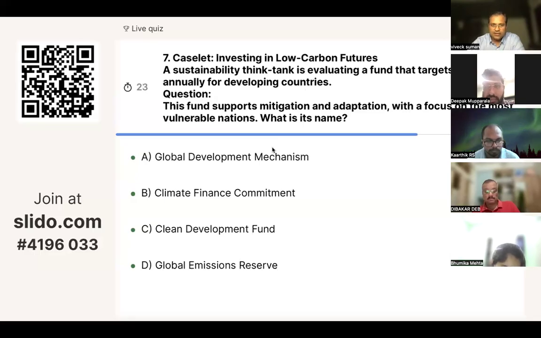Investing in low carbon future. A sustainability think tank is evaluating a fund that targets 100 billion annually for developing countries.